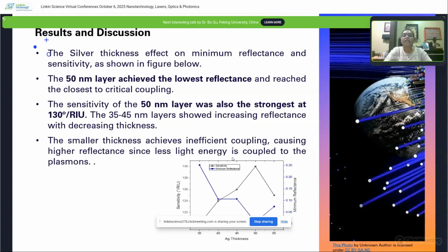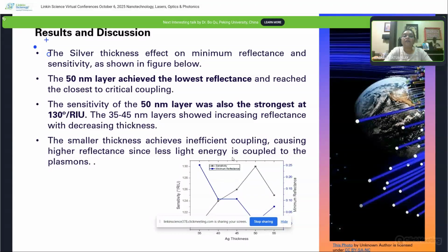Following up on the silver thickness effect on the minimum reflectance and sensitivity, as shown in the diagram, we observe that the 50 nanometer layer achieved the lowest reflectance and reached closest to the critical coupling. The sensitivity of the 50 nanometer layer was also the strongest at 130 degrees per refractive index unit.